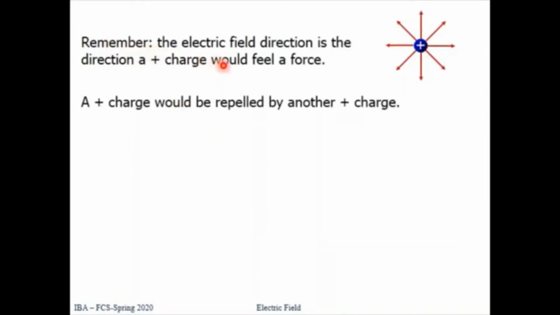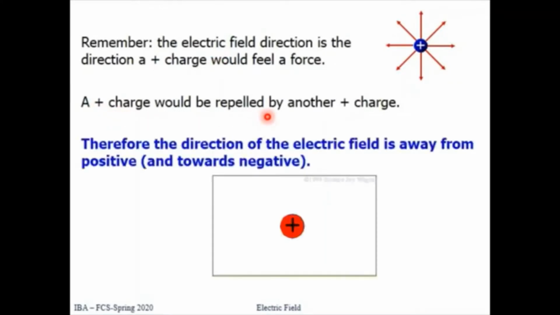Keep in mind that the electric field direction is the direction in which a positive charge would feel a force. A positive charge would be repelled by another positive charge. So therefore we can define the direction of the positive charge here. Let's suppose we have a positive charge in space, and in the previous slides we learned that the lines of force evolve from this positive charge in all directions. They start from the positive charge in the outward direction.